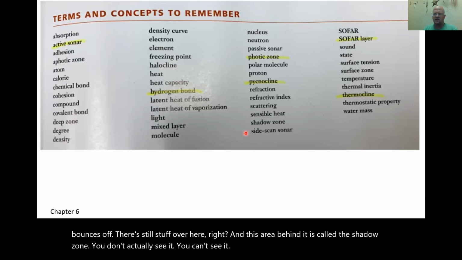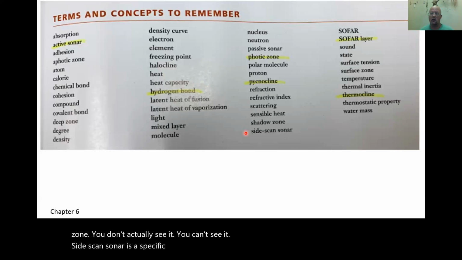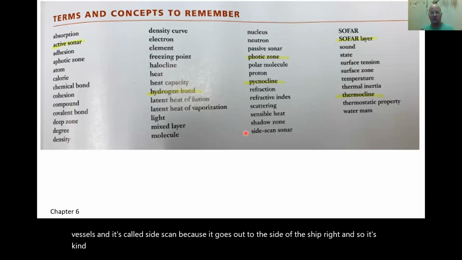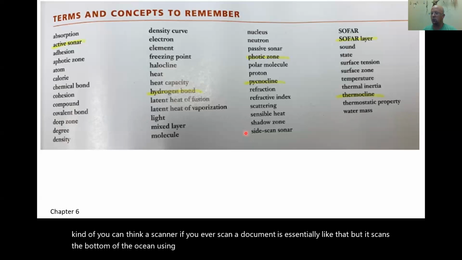Side scan sonar is a specific type of sonar that's commonly used nowadays on ocean research vessels. And it's called side scan because it goes out to the side of the ship, right? So you can think of it like a scanner. If you ever scan a document, it's essentially like that, but it scans the bottom of the ocean using sonar. And it's very effective. It's a good way to measure the bottom of the ocean.